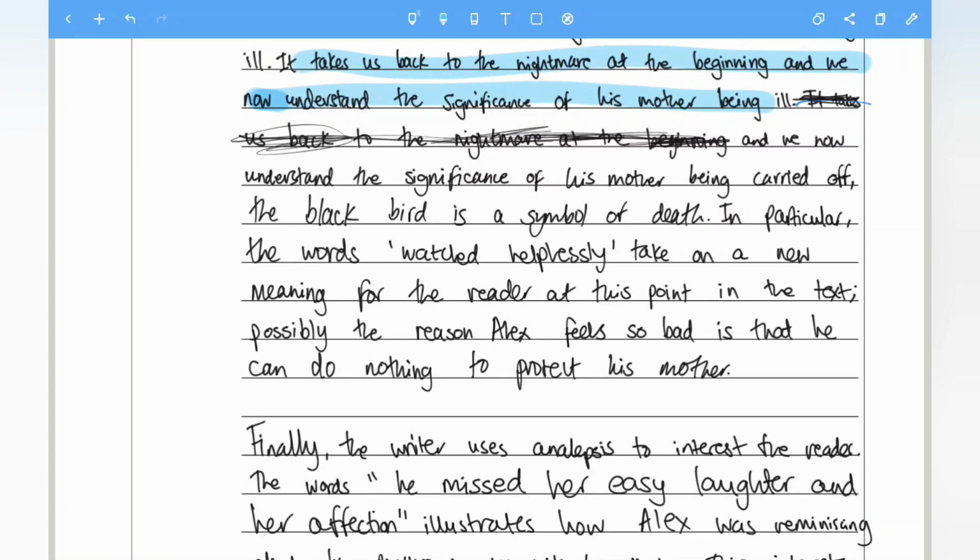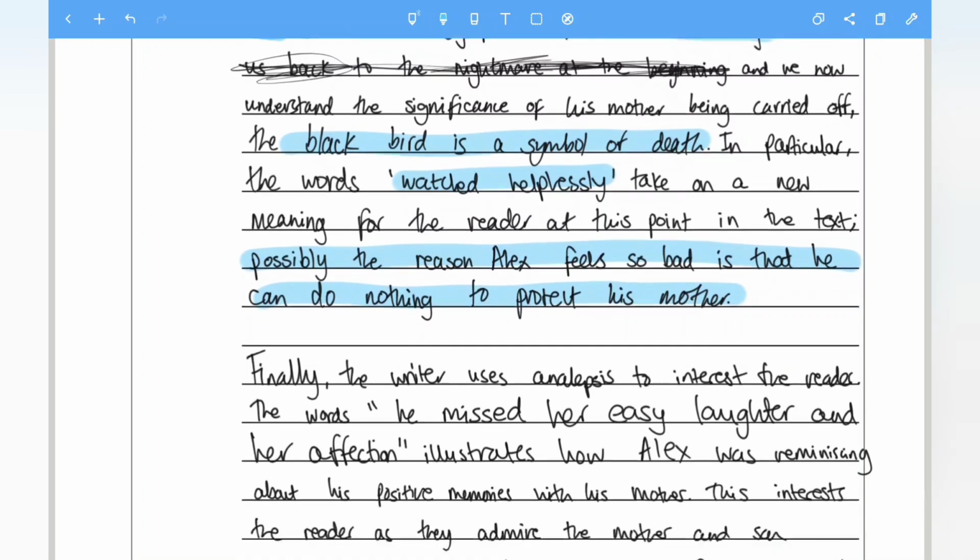It takes us back to the nightmare, and we now understand the significance of his mother being carried off. The black bird is a symbol of death. In particular, the words "watched helplessly" take on a new meaning for the reader at this point in the text. Possibly the reason Alex feels so bad is that he can do nothing to protect his mother. So that's what makes it interesting, because we as the readers acknowledge that he too is vulnerable, because there's not much that he can do to improve the situation.